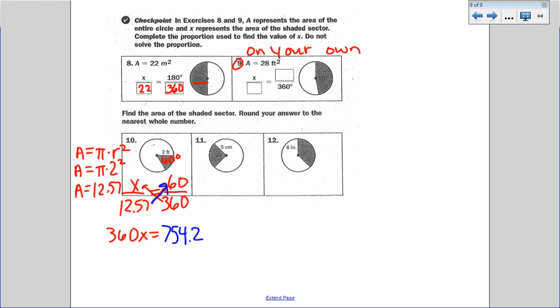So I get 754.2. We then have a little equation we can solve, and if you look back at the previous example, it tells you the last step is to divide by 360. So if we divide by 360, we get an area of 2.10. And because it's area, it's going to be feet squared.